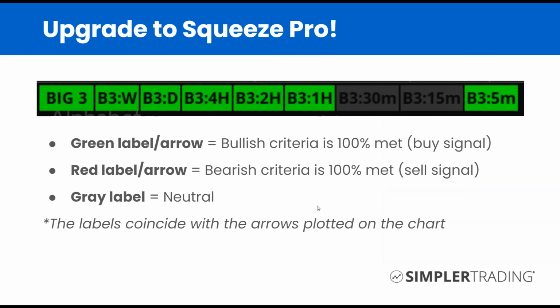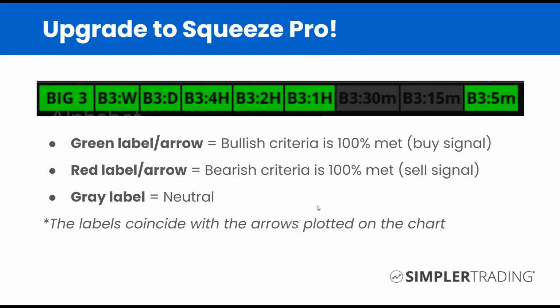So as far as the buy and the sell signals, when we have a green label, or a green bar, or a green arrow, that means all of our bullish criteria is met. Right? That's the big 3 buy signal. So on the weekly, the daily, the 4-hour, 2-hour, 1-hour, and the 5-minute, with those labels all being green, that means we have an active buy signal.